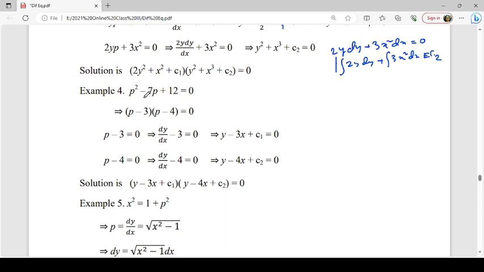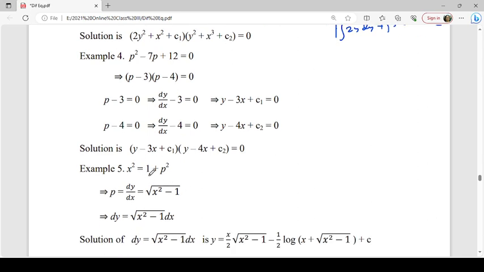Then this one: (p - 3)(p - 4). So p - 3 = 0, so dy/dx - 3 = 0. So it is y - 3x + c1. The same procedure, so their product is this.